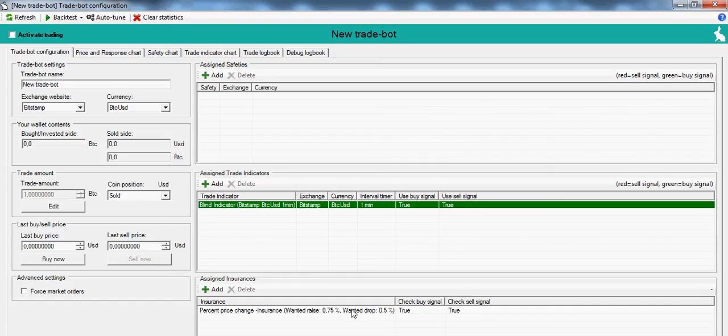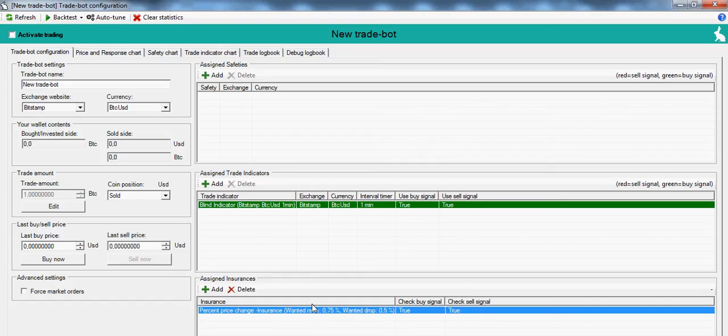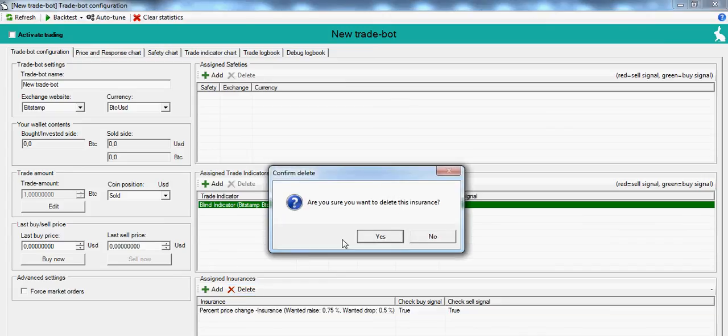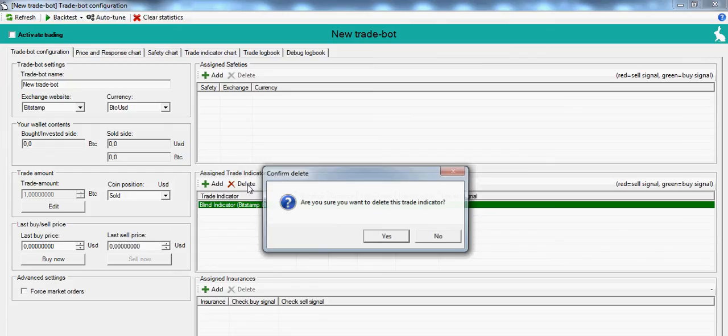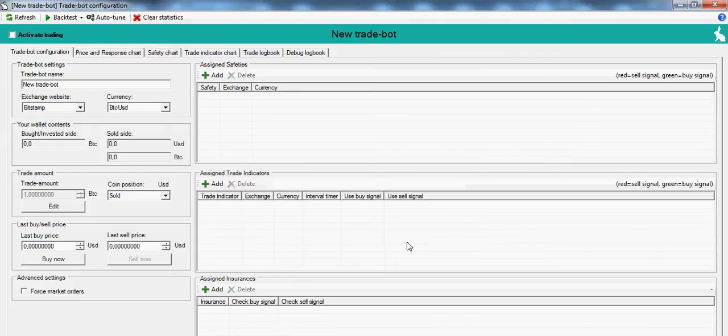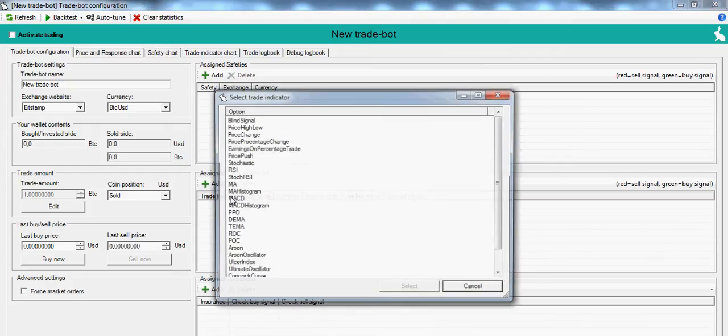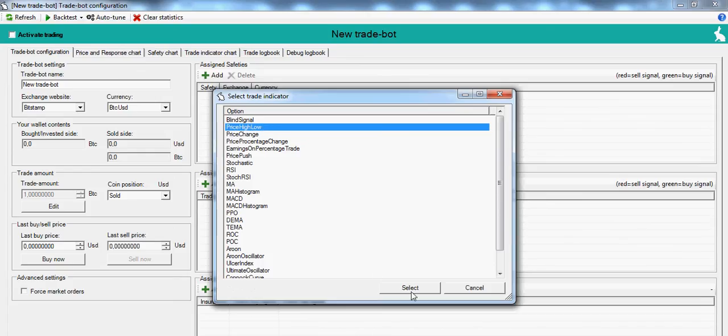Okay, another very simple one is without any insurances. We're going to remove that. We're going to remove the blind indicator. And we're going to add price high-low.